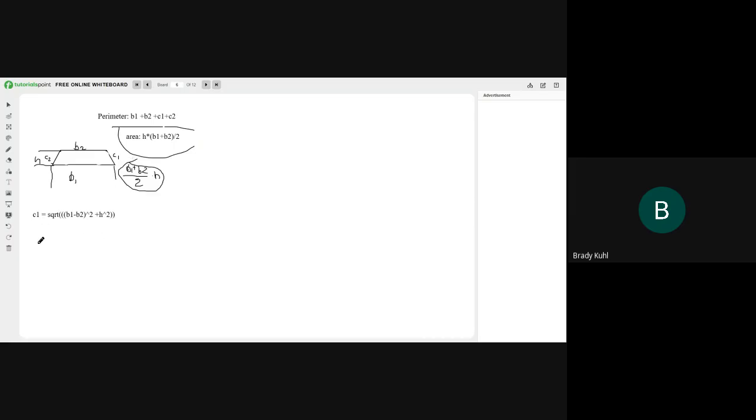If you want to find C1 and C2, take the square root of base 1 minus base 2, squared, plus height squared. Does it look familiar? Yes, it does. Basically, you turn it into a right angle triangle, find the height of it, and get your answer. You do a similar thing for both sides.